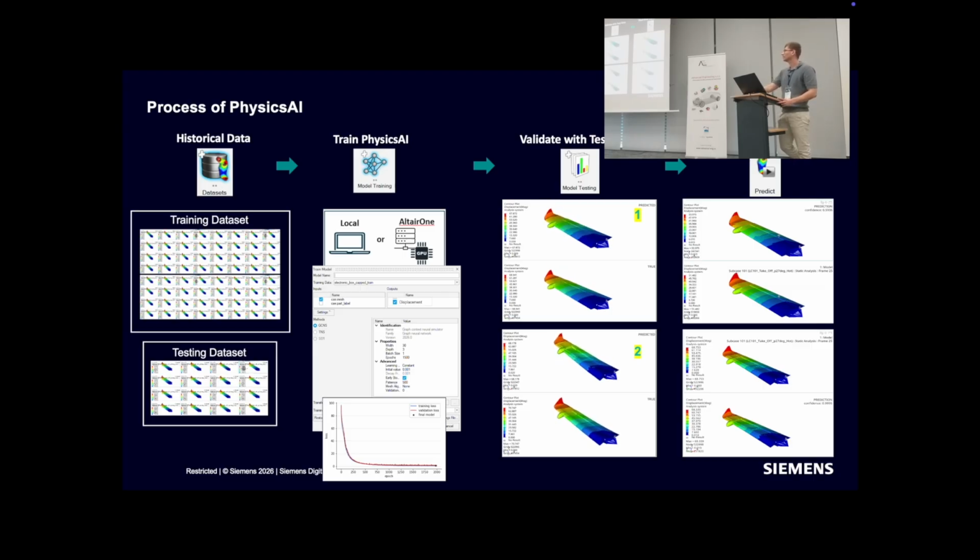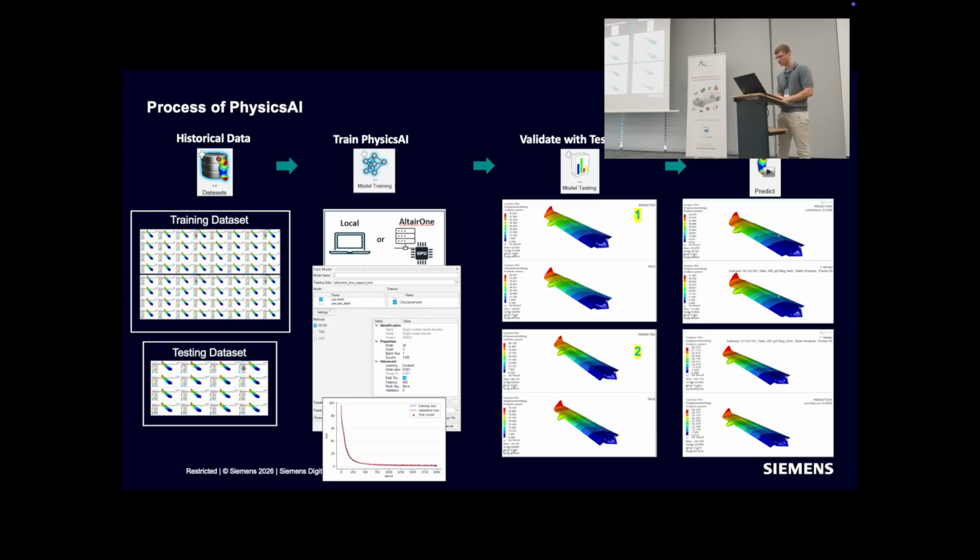The training can be done either locally or remotely if the resources aren't enough locally. And of course, on top of using CPUs, we can use GPUs in order to make the training faster. You can see here some different architectures that exist within physics AI and different hyperparameters that we can utilize during the training.